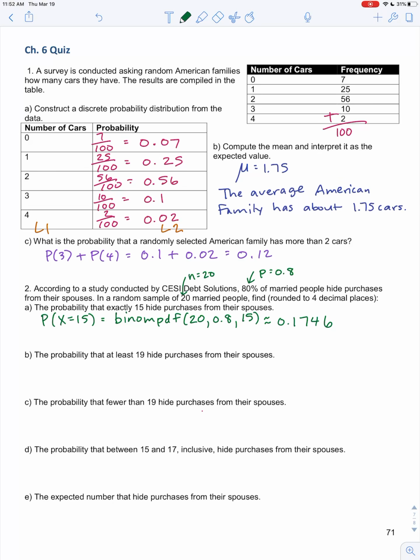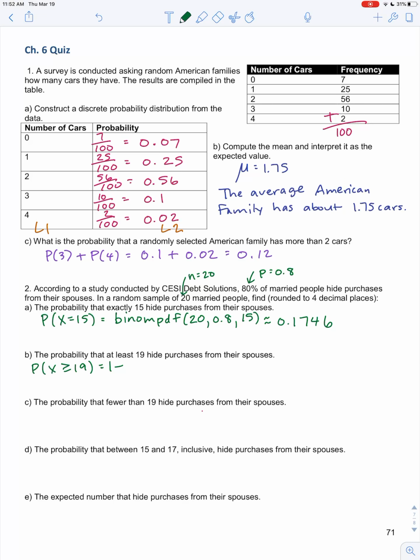Okay, let's take a look at part B. The probability that at least 19 hide purchases from their spouses. At least 19. So that means that there are 19 or more successes. I want to use Binom CDF, but remember that Binom CDF only works for the less than or equal to inequality. So we'll have to convert this using the complement rule.